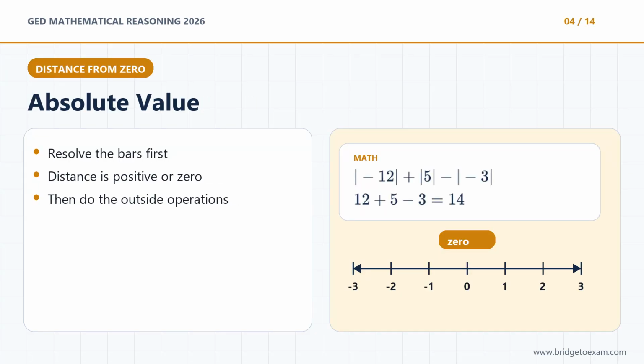Absolute value means distance from 0 on the number line. Distance is never negative. So the absolute value of negative 12 is 12, the absolute value of 5 is 5, and the absolute value of negative 3 is 3.